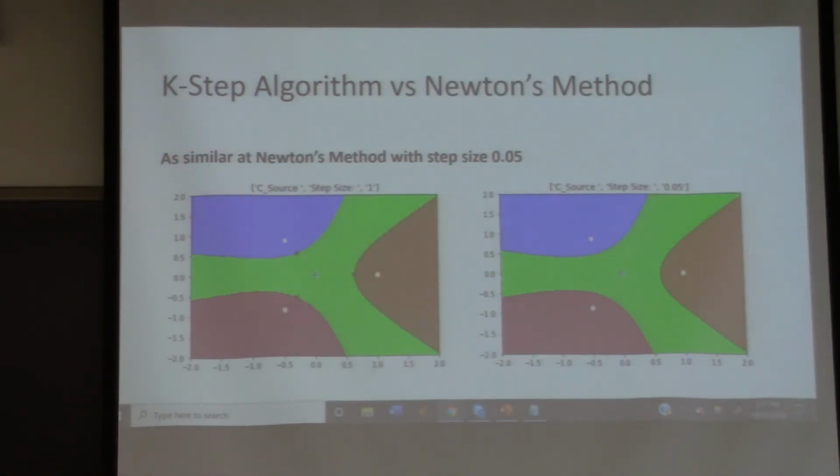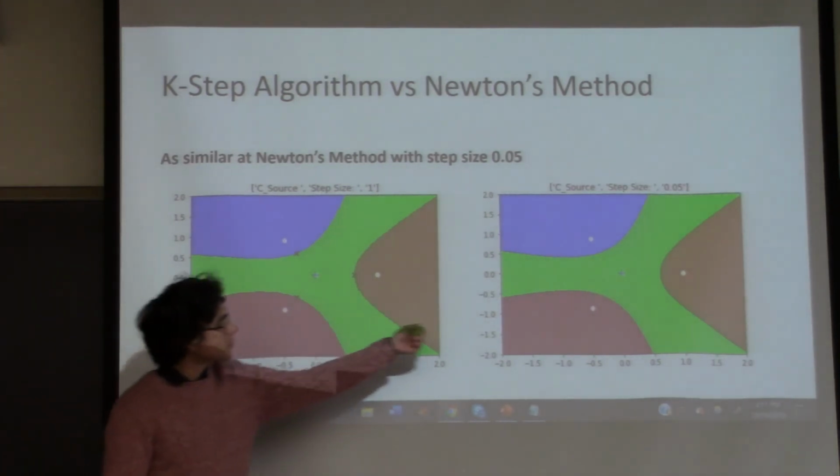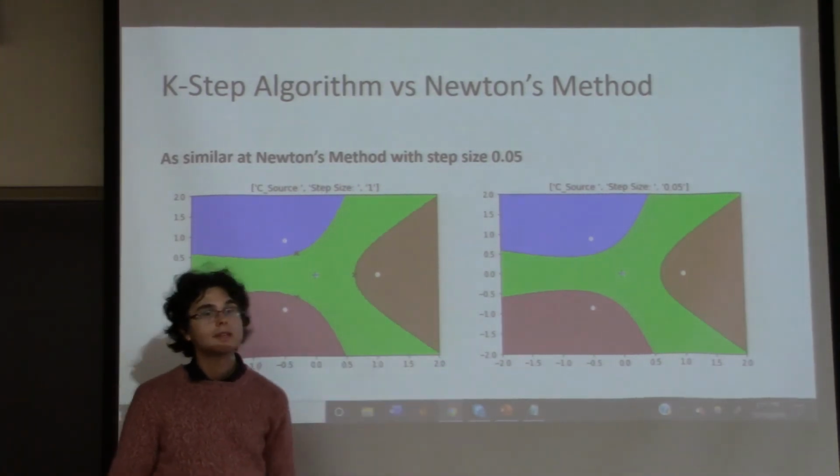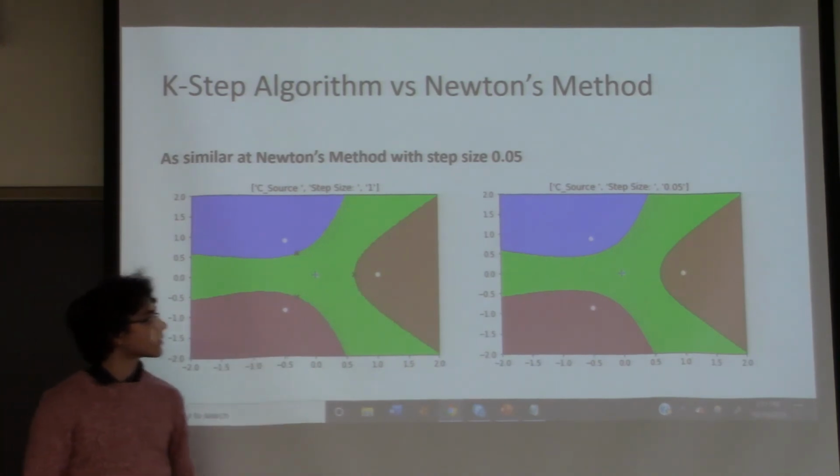And so this is a visualization of using the K-step, as opposed to Newton's method with a very small step size, so that it becomes virtually coincident.